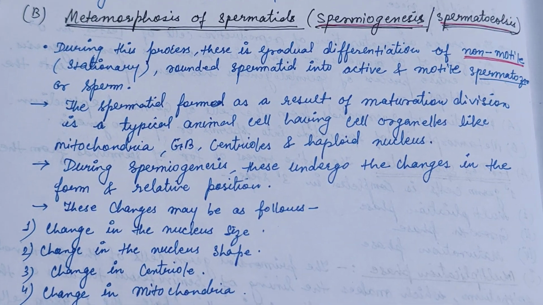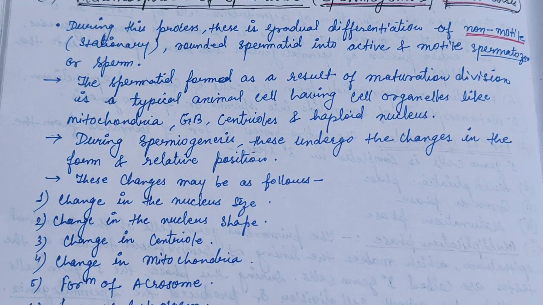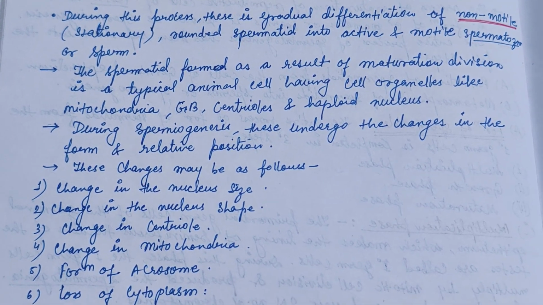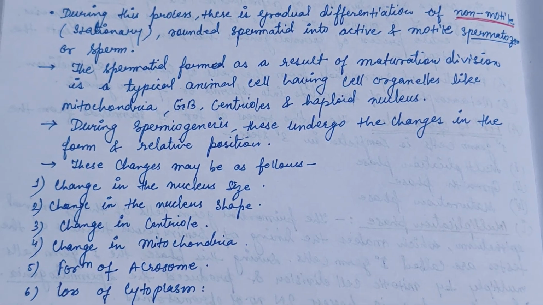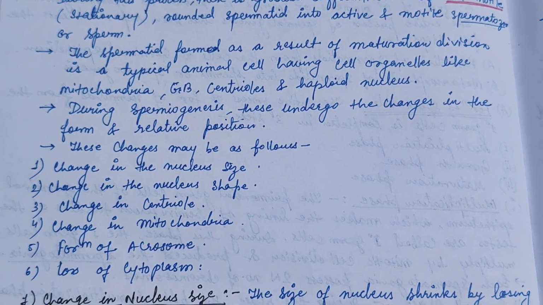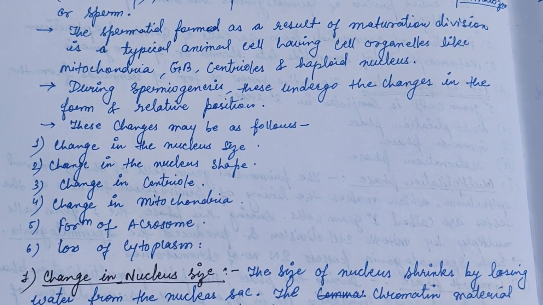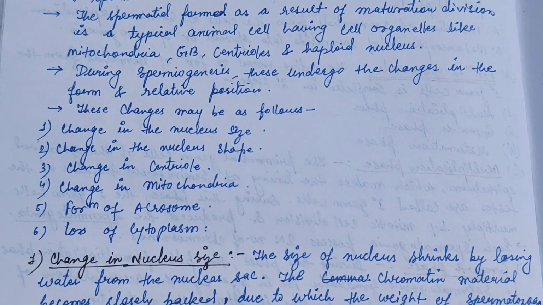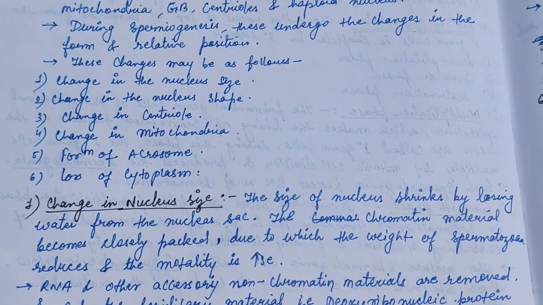The metamorphosis of the spermatid is known as spermiogenesis. During this process, there is a gradual differentiation of the non-motile, that is stationary, rounded spermatid into an active and motile spermatozoa or sperm. The spermatid formed as a result of the maturation division is a typical animal cell having cell organelles like mitochondria, Golgi body, centrioles, and a haploid nucleus.